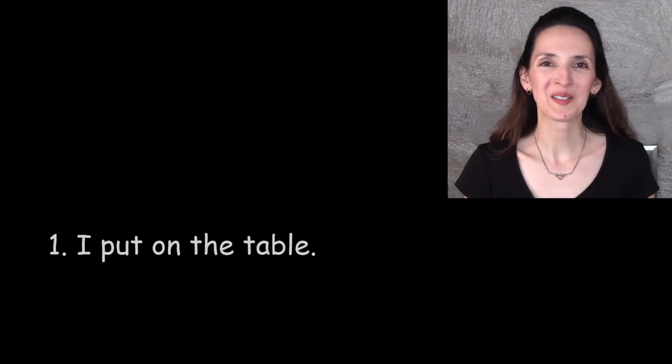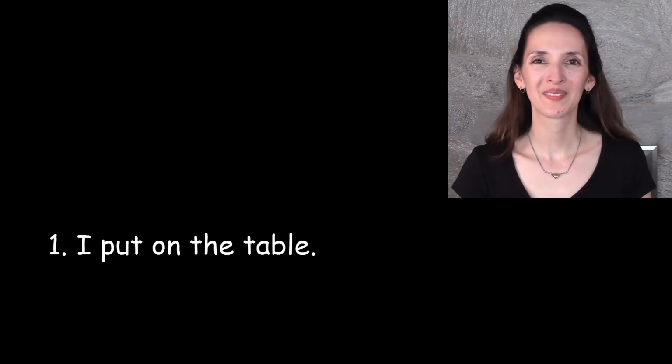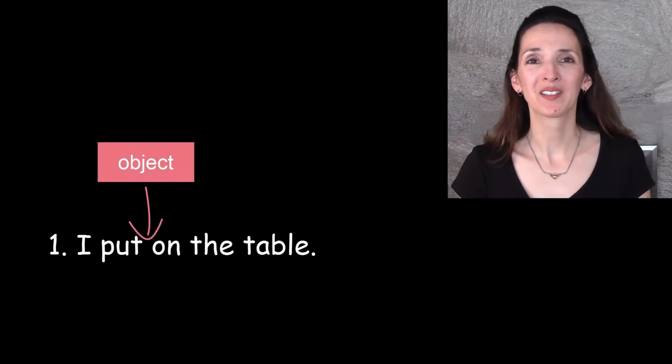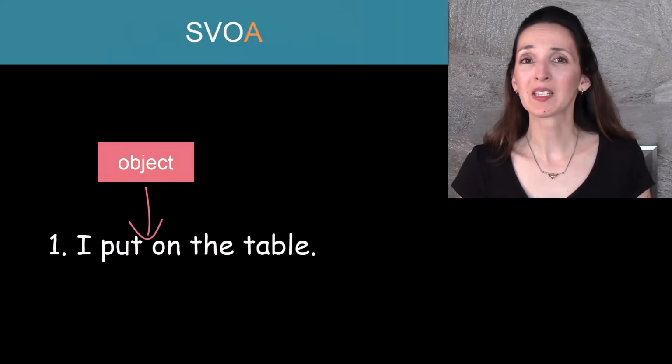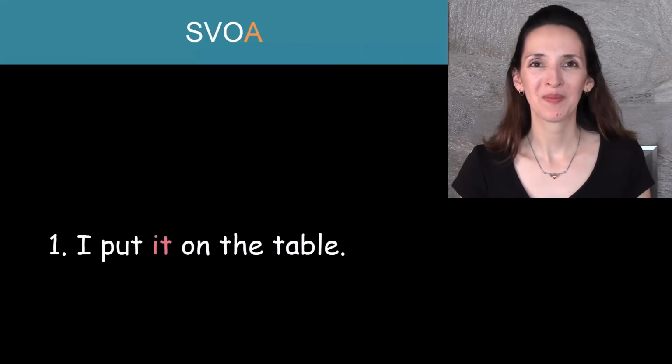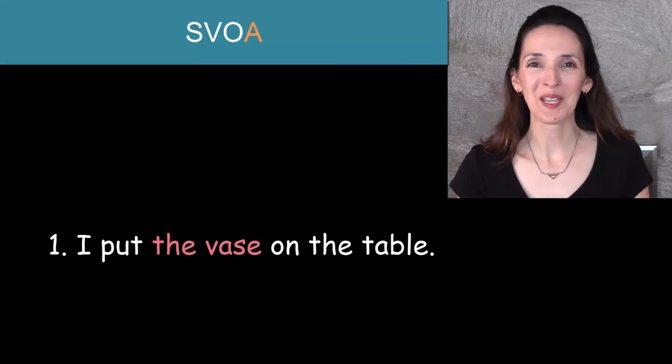Here's the first sentence. What's wrong with it? Put is a transitive verb. It needs an object. The sentence pattern should be subject, verb, object. You put what on the table? You put it on the table. You put the vase on the table.